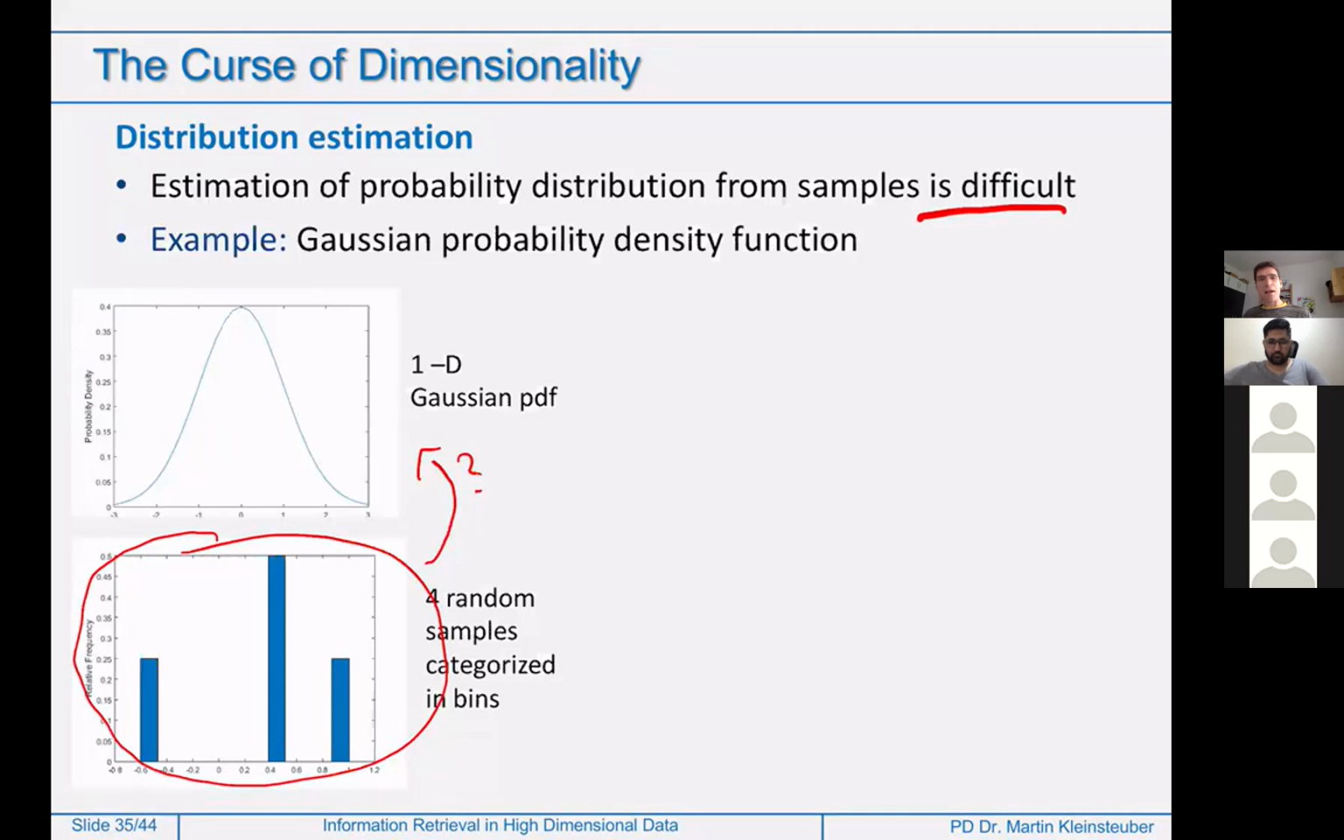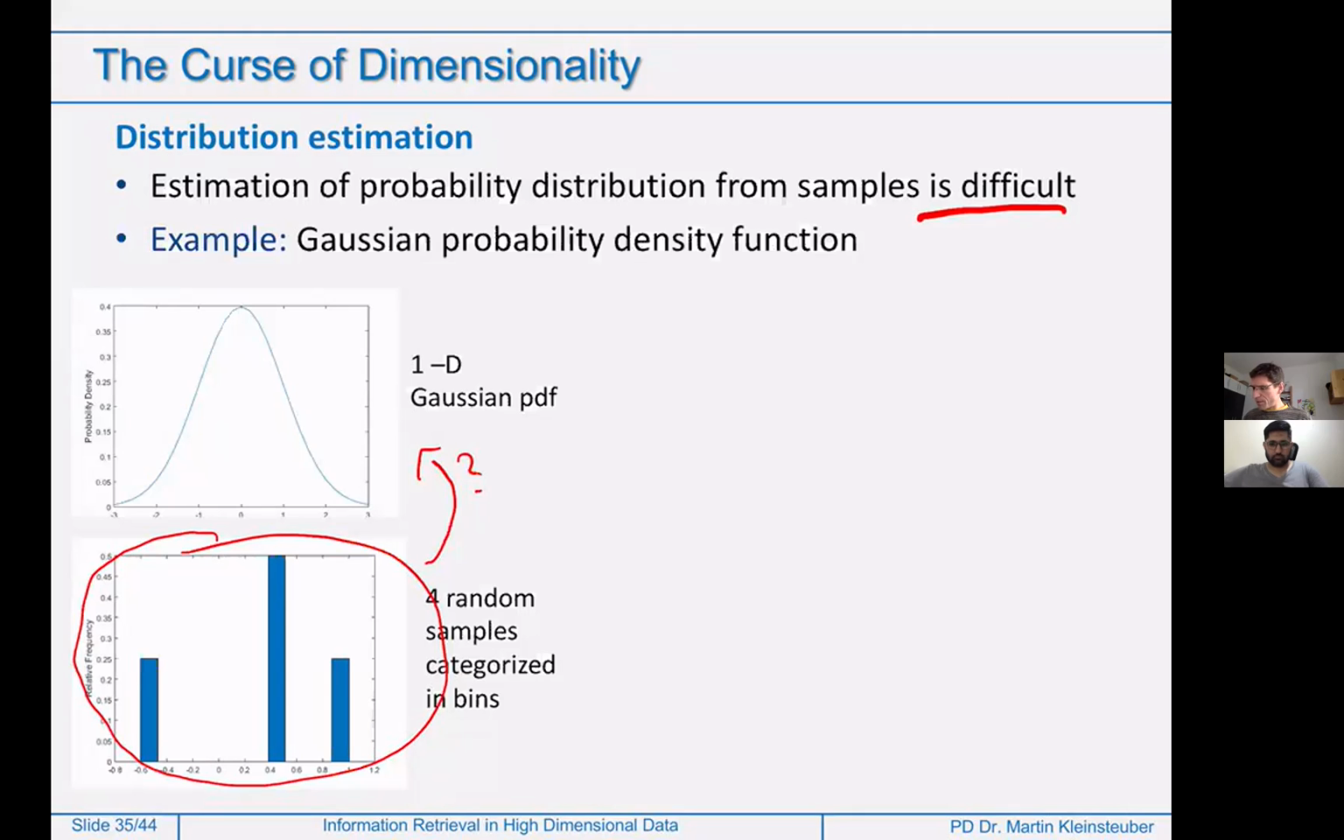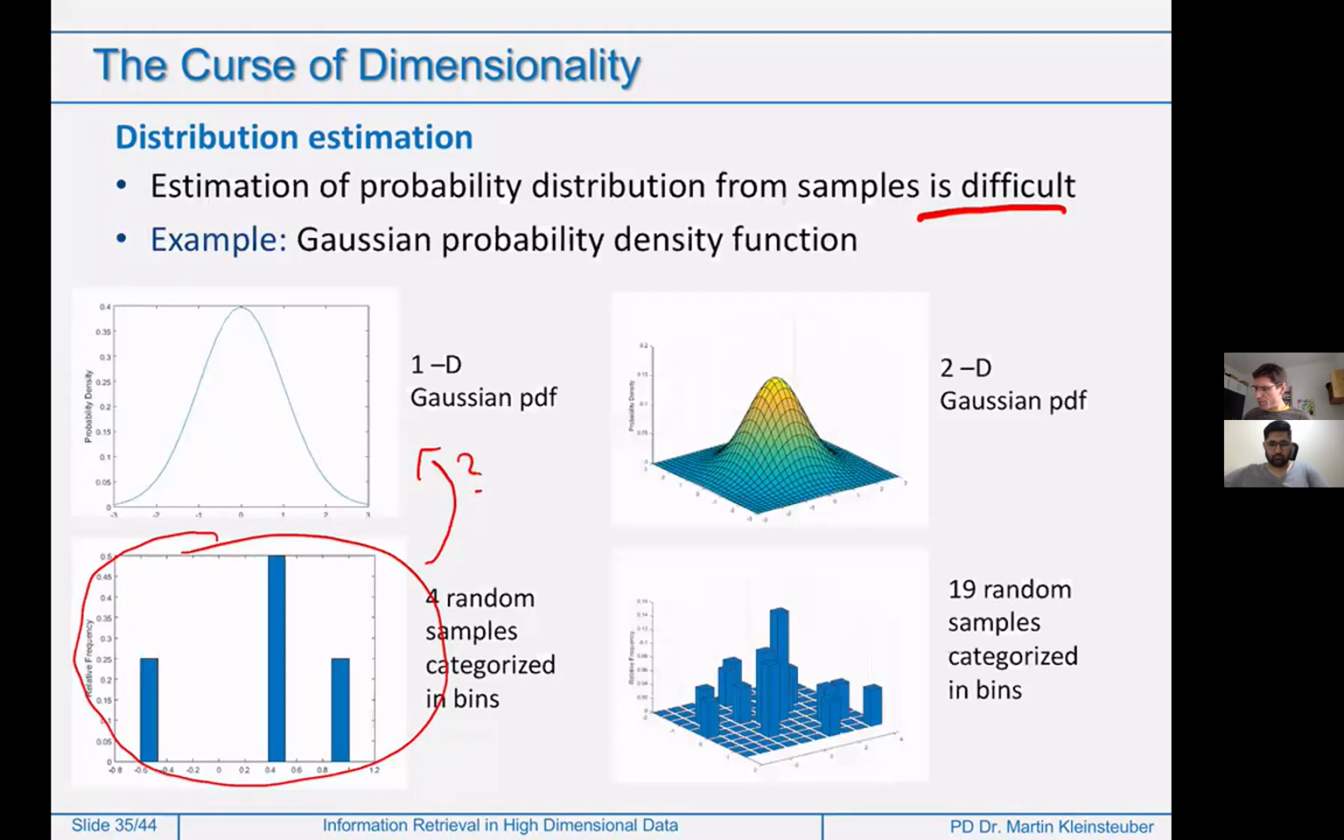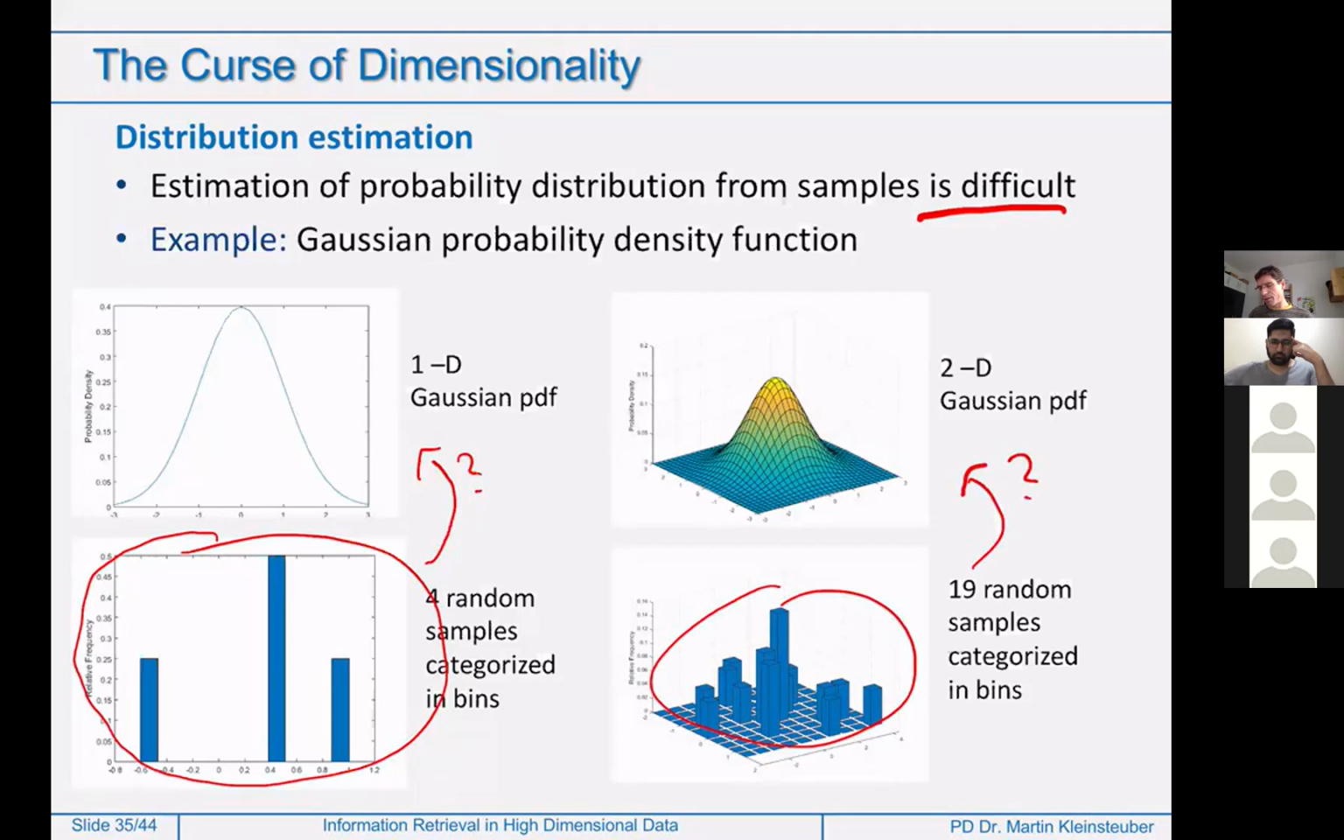And you can measure this accuracy up to a certain threshold. You can do the same thing for a 2-dimensional Gaussian distribution. If you want to be as good in reconstructing the underlying probability density function for the 2D, you already need 19 random samples to get it with a certain quality.